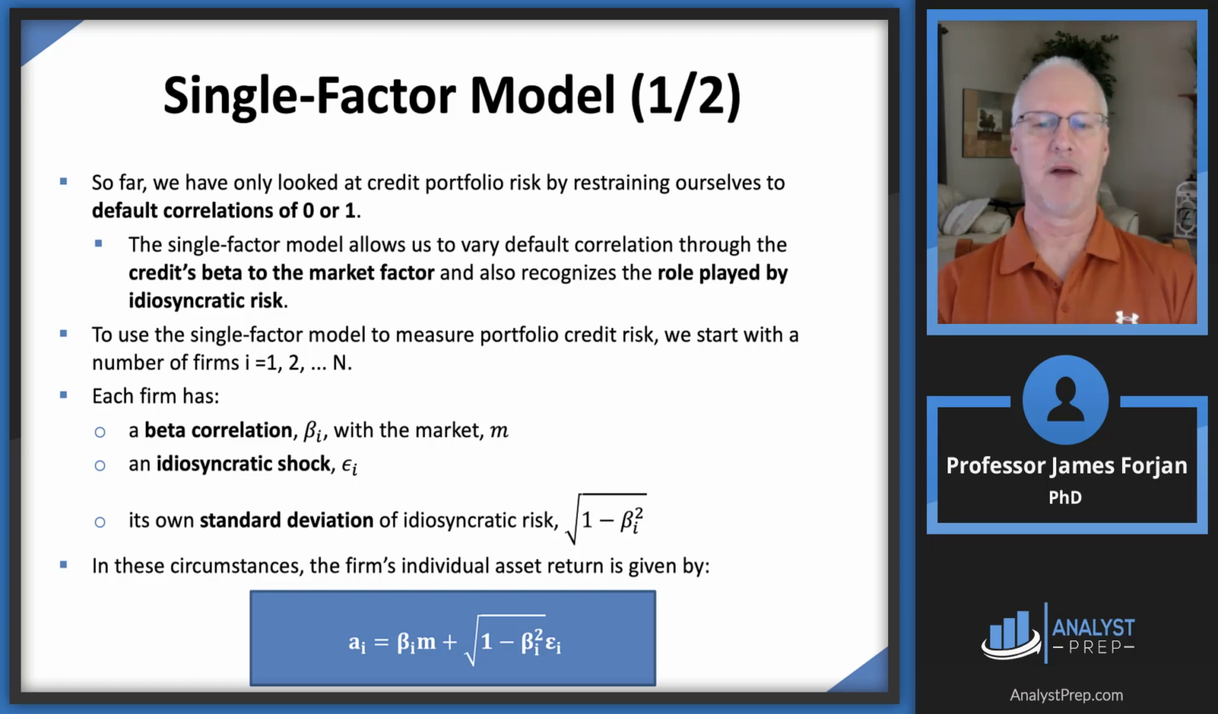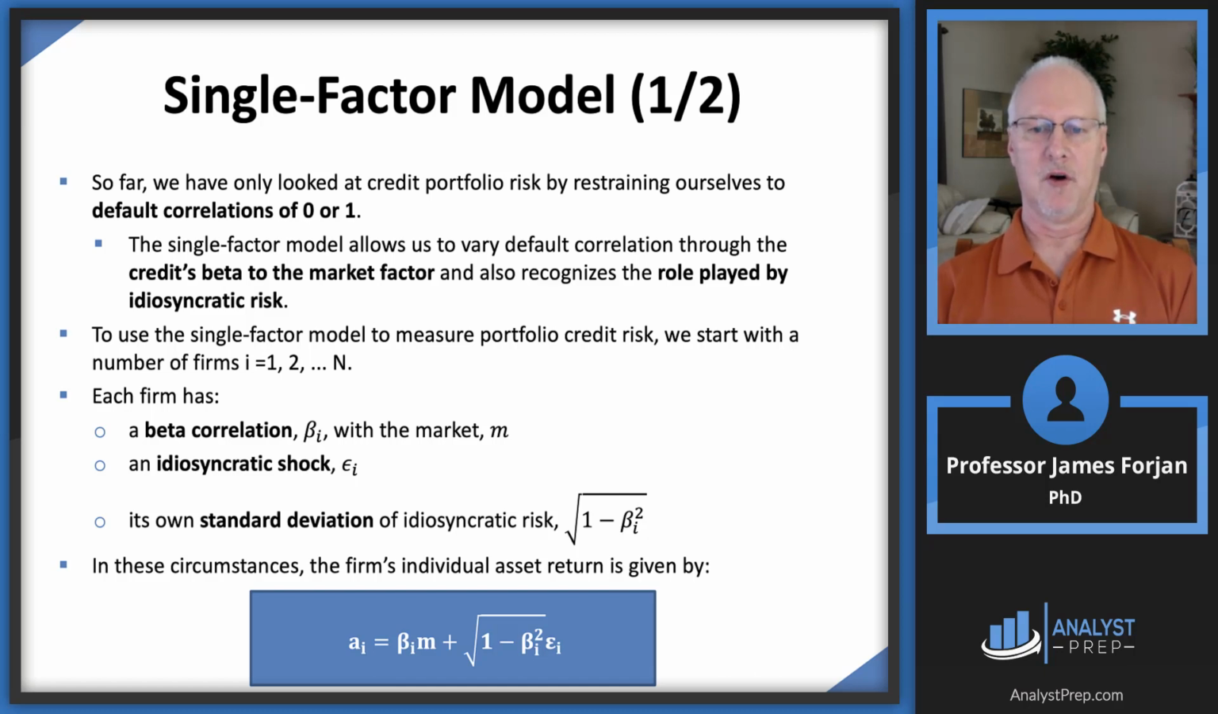All right, so look at the bottom in the blue box there. The firm's individual asset return is given by, so we're going to use the notation A sub i, individual asset return, is equal to the beta correlation times some market variable. And I want to make sure that you don't confuse this with the equity beta, which can be between 0 and 2 or whatever number it is. This is a correlation, so it's going to be between 0 and 1. Don't confuse it with the equity beta that we talked about before.